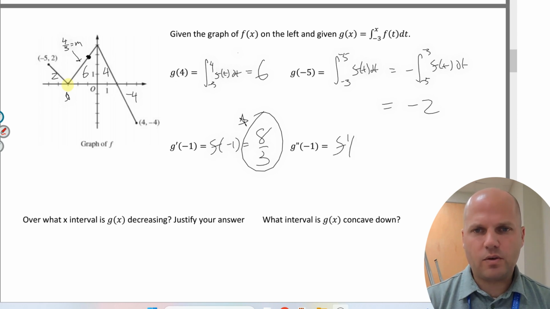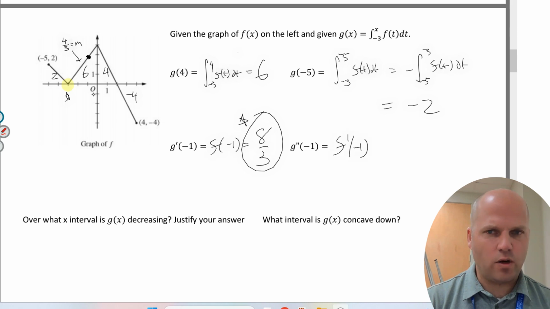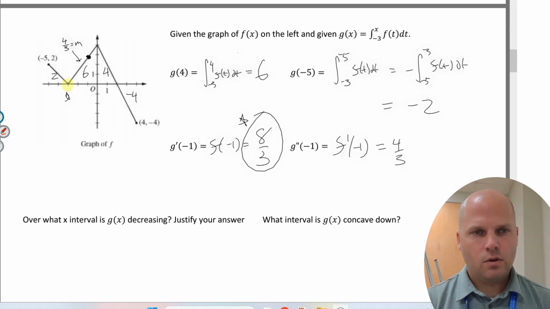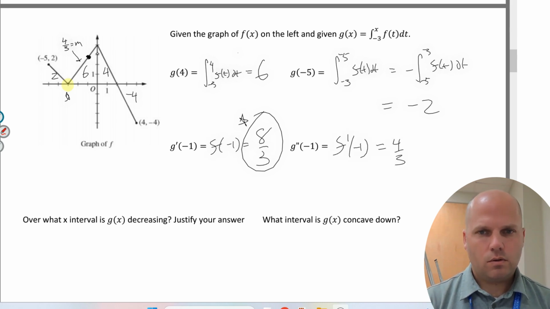g double prime will equal f prime. The slope of f at negative 1 is this 4/3. Double checking. g is increasing. Oh, g is decreasing.